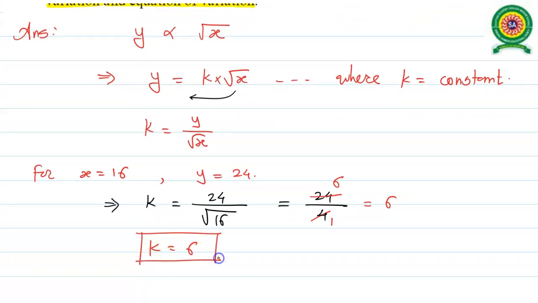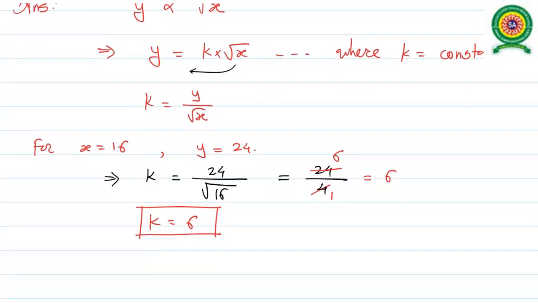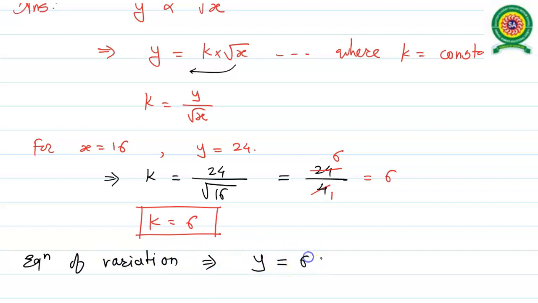Now that we have the value of k, we can write the equation of variation. The equation of variation is of the form y is equal to k times the square root of x, so now we have y equal to 6 times the square root of x. That is our equation of variation.